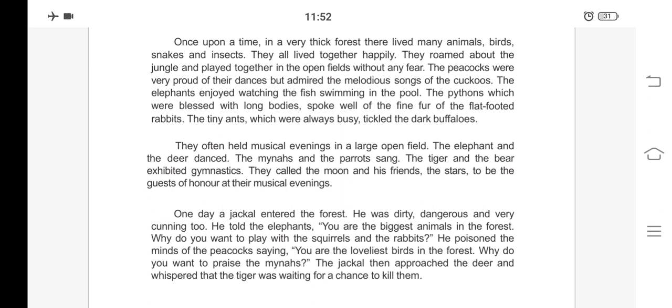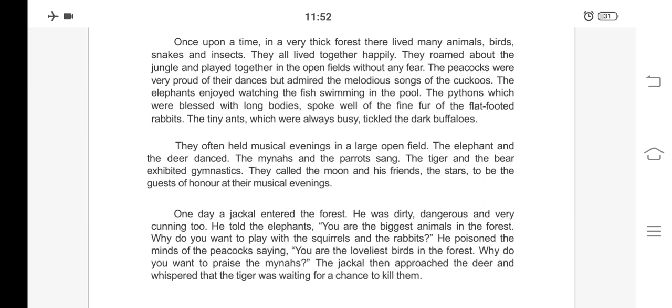They roamed means to walk or travel with no particular plan or aim. Means they used to roam without any idea in the jungle, and they used to enjoy, and they used to move freely without any fear.